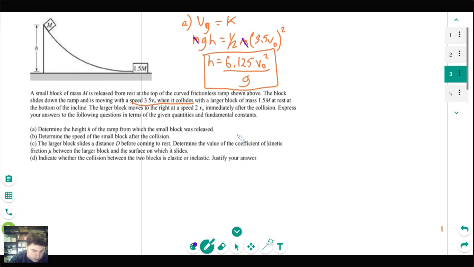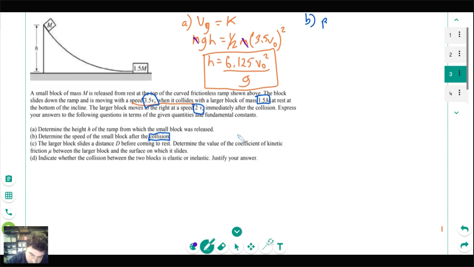All right. Second part, determine the speed of the small block after the collision. Once again, we're told collision here. We're given starting speed, ending speed, mass of the other block, all sorts of stuff like that. That's how we're going to solve this one. We're going to do momentum.